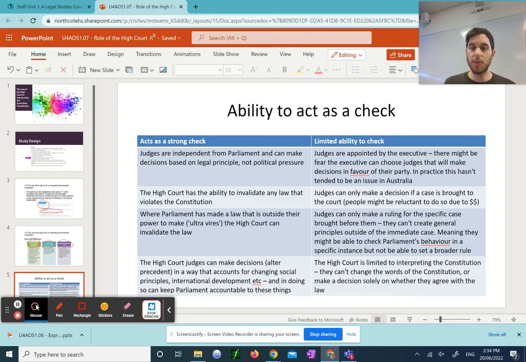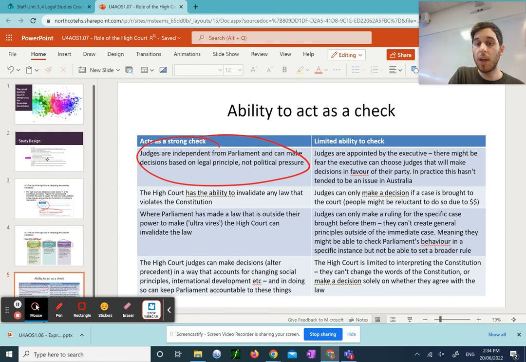So if we're thinking about strengths and weaknesses of the court in terms of its ability to act as a check on Parliament, how good is it at restricting Parliament when Parliament is perhaps abusing its power? Well, let's have a look here. First of all, on the one hand, judges are independent from Parliament. And so a strength of their ability to act as a check is that they can make decisions that are based on correct legal principle and not have to worry about political pressure. And so if Parliament does something wrong, the courts can feel free to act as a check and stop them.